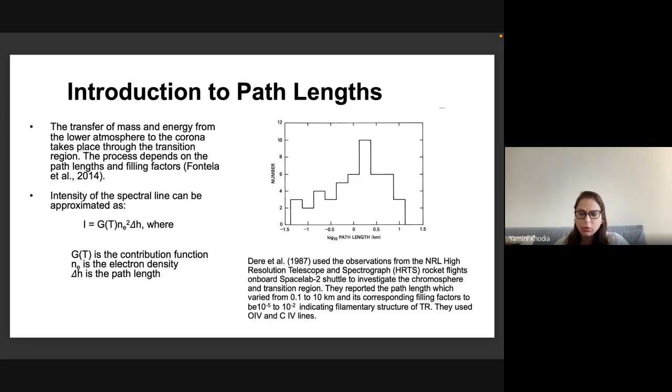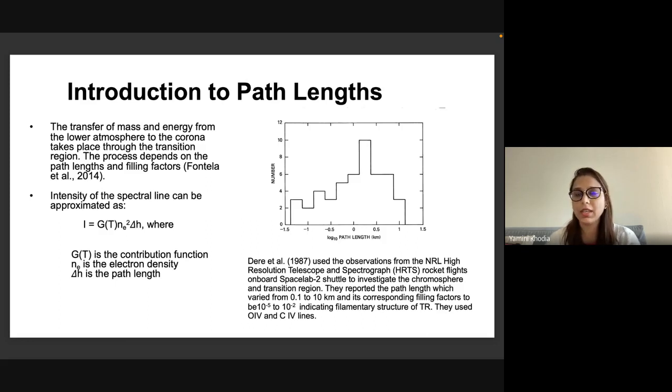Also, another factor was that they used regions quite near the active region. So it was mostly the moss region, where you would expect slightly higher path lengths than the quiet Sun. So it was interesting to see the quiet Sun observations. And then they also used the O IV and C IV lines. So they used the emission measure from the C IV line and assumed that O IV and C IV lines form at the same temperature.